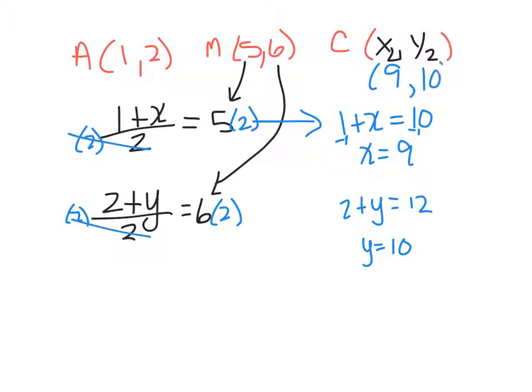So (9, 10). And I can check that this makes sense. If I add my x values of 1 and 9, I would get 10. Divide that by 2, I get 5. And do the y values. 2 plus 10 is 12. Divide by 2 is 6.